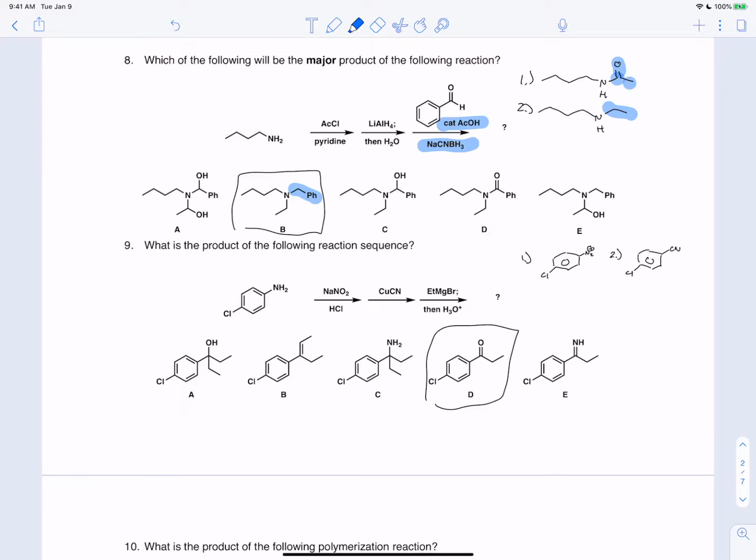So we'll end up with a tertiary amine. If you look at some of the products, we know right off the bat a lot of these can be removed. All these hemiaminals aren't even stable, and they would never be isolable products to begin with.